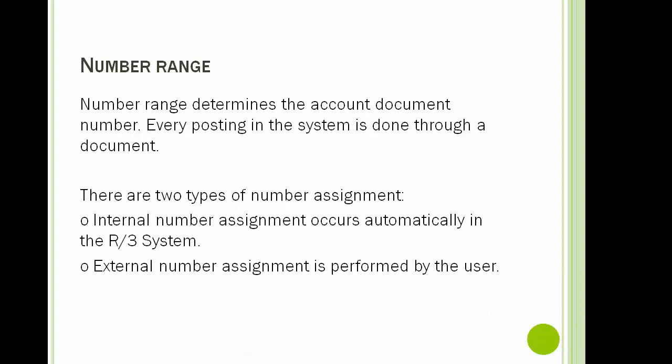Number range. Number range determines the account document number. Every posting in the system is done through a document. There are two types of number assignment. One is internal number assignment, which occurs automatically in the R3 system, that is the SAP system. External number assignment is performed by the user.